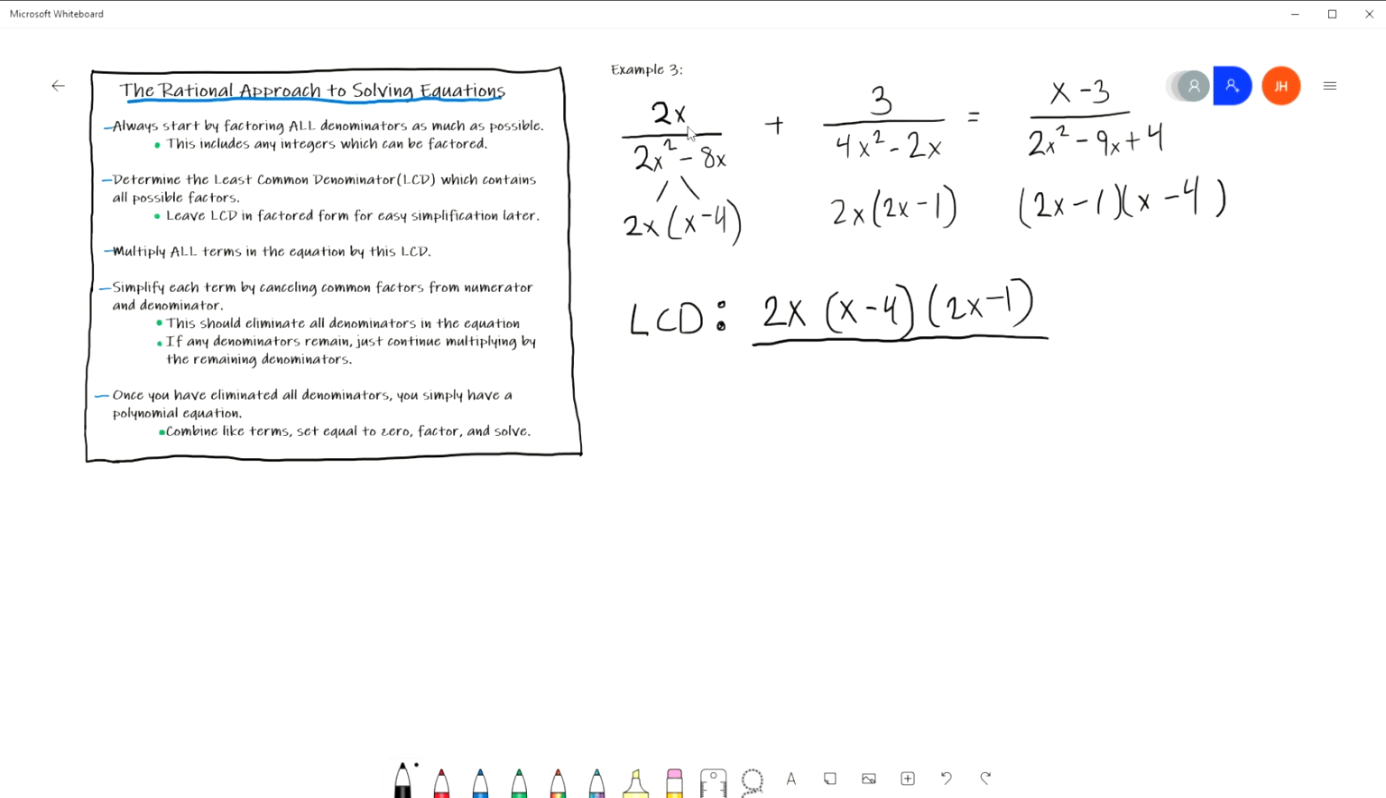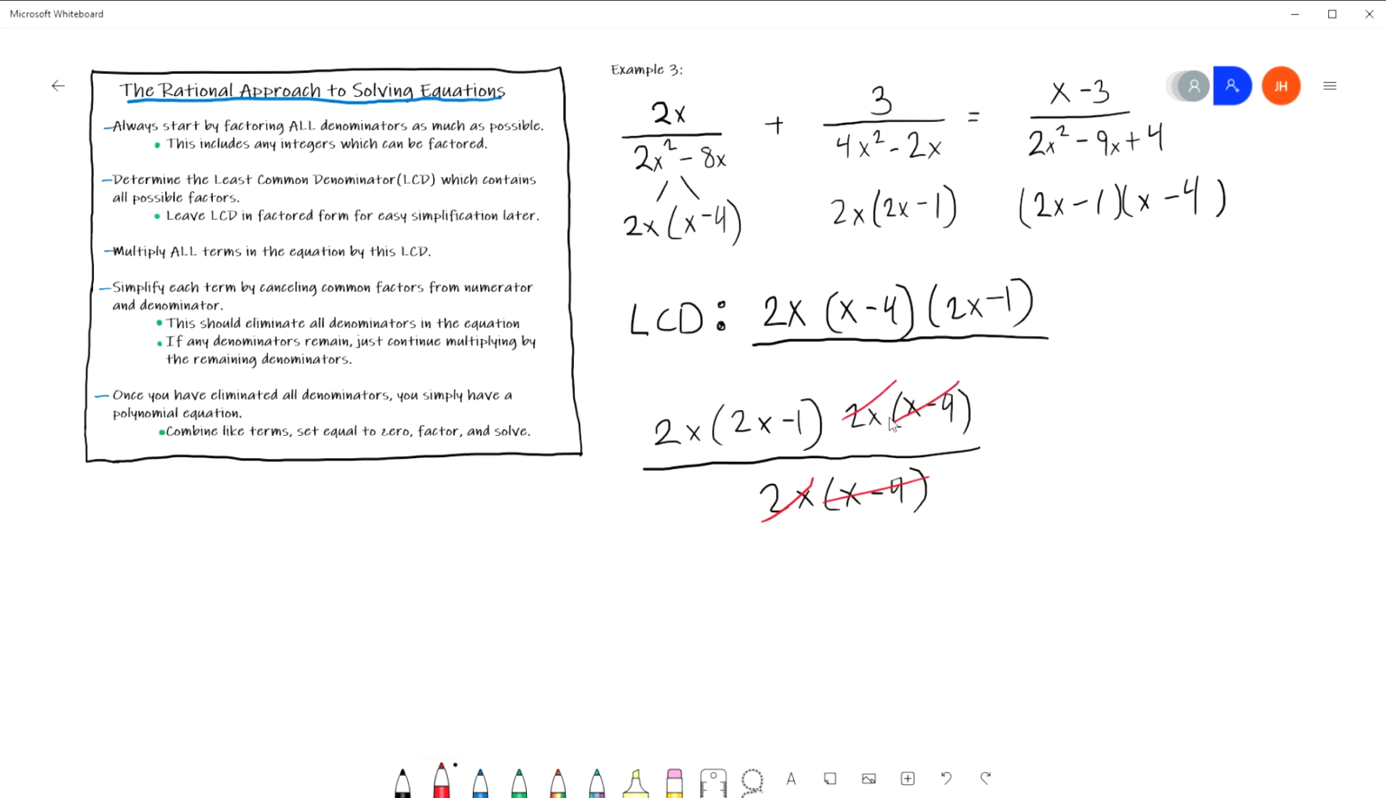So really, this term should all simplify into 2x, which is the original numerator, times the 2x minus 1, which would be left over. Simply because the other two factors of 2x and x minus 4, right? These two factors are going to get canceled by the 2x and x minus 4 on the denominator. You see how those canceled? Cool.